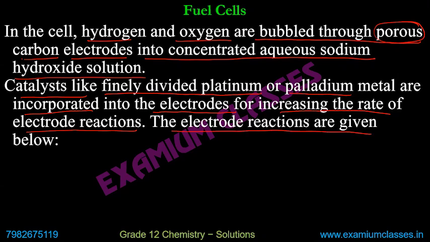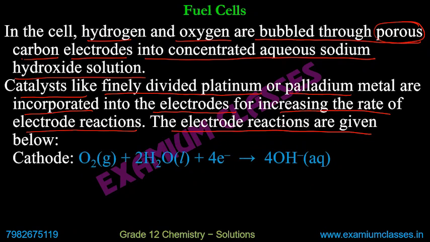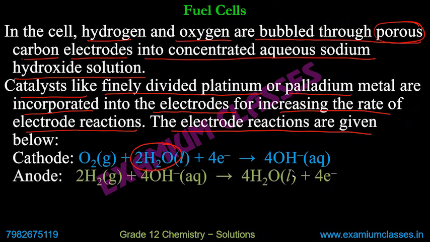The electrode reactions: at the cathode, because from the cathode side there is oxygen, oxygen reacts with water and produces hydroxyl ions. At the anode, hydrogen reacts with these hydroxyl ions and you get double the amount of water. You use 2H2O, you get 4H2.